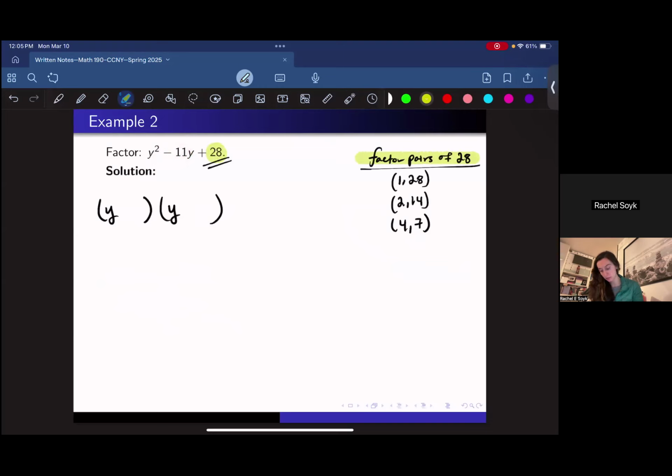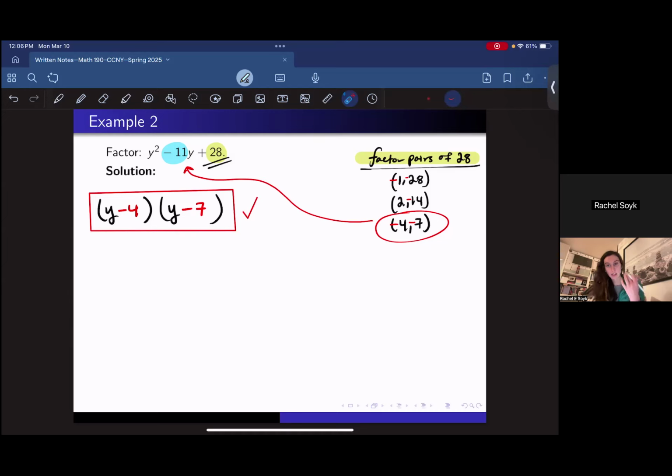Color code this to help you guys out again. And because this B value is negative, we're going to have to do some manipulations with negatives. Well, if we stick some negatives here, that doesn't really help us. This doesn't help. Oh, would you look at that last one? If we put both as a negative, they will give us negative 11. And if we take the product of a negative and a negative, that will give us positive 28. So we're good. We have y minus 4 and y minus 7. And that's our answer.